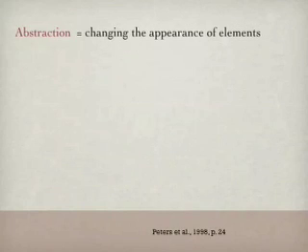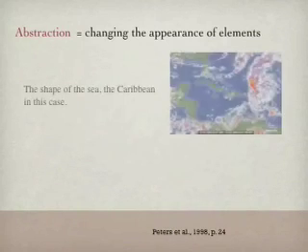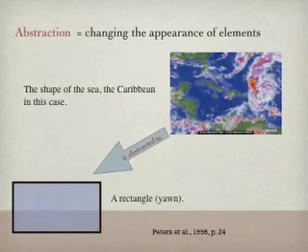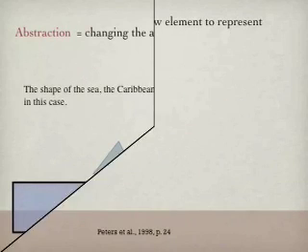The next part of it is abstraction, and that's just changing the appearance of various elements within it. So if we take the shape of the Caribbean, we're going to abstract that into a rectangle. Kind of boring, but it serves the same function. We can recreate a simulation of the Caribbean Sea pretty well with a rectangular shape, or looking at an aquarium from the top down.